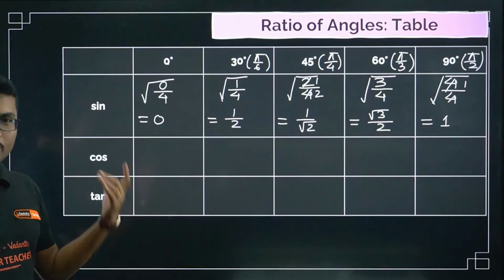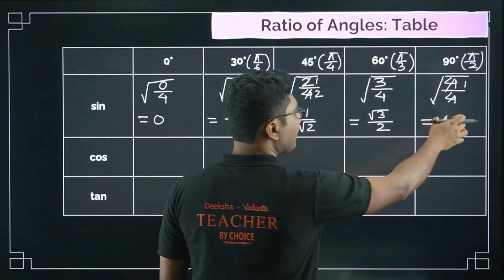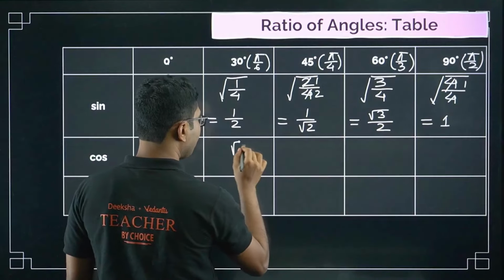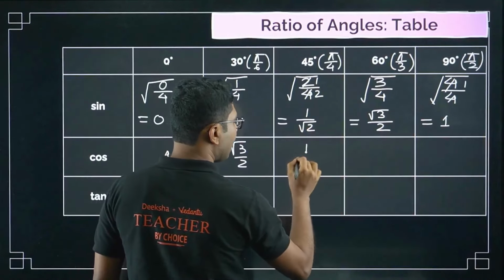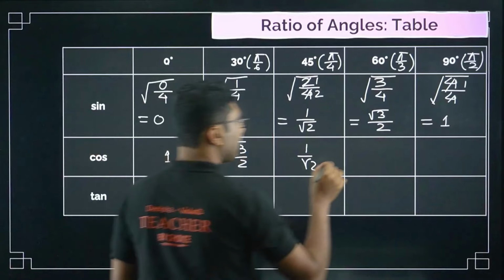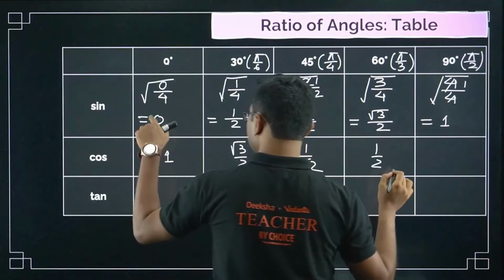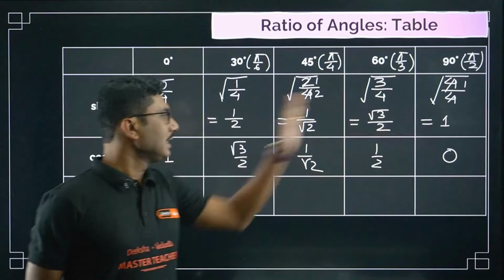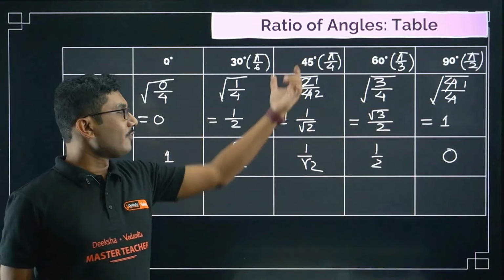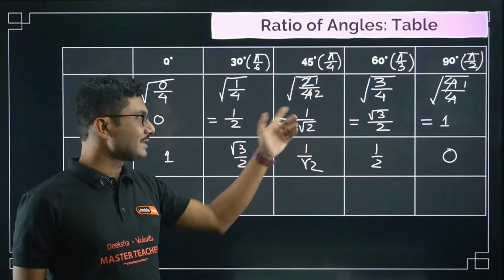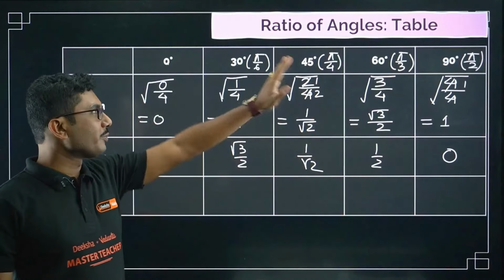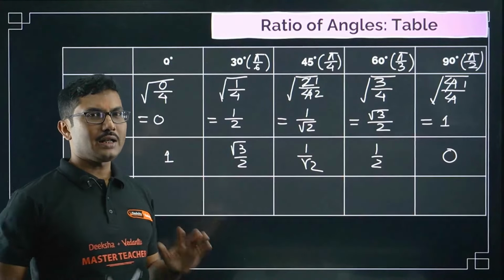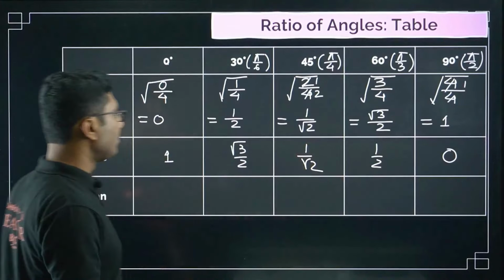Okay, now how to do that for cos theta? Cos theta you have to start with this number first, 1, then this number root 3 by 2, then this number 1 by root 2, then this number, that is half, and lastly this number 0. Okay, so basically the order is reversed, and while doing that 45 degrees comes in the middle for both cases, so that's why 45 degree for both sine and cos have the same value. Okay, so sine 45 and cos 45 are same, right? So it is 1 by root 2.